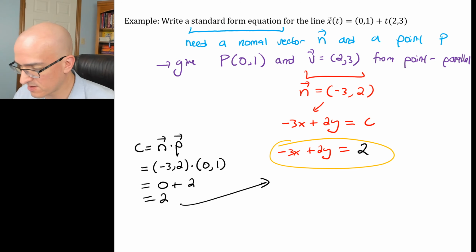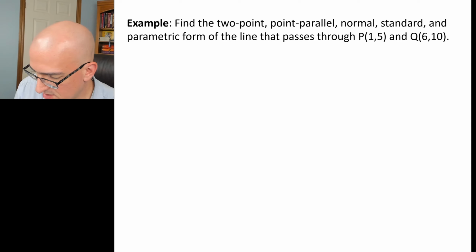All right, now we have a combo problem. We're asked to do a whole bunch of different stuff, given two inputs. We're given a point P and a point Q, and from that we want to construct the 2 point, the point parallel, the normal, the standard, and the parametric. So how many is that? 1, 2, 3, 4, 5. 5 different answers. We're going to have 5 answers to this question.